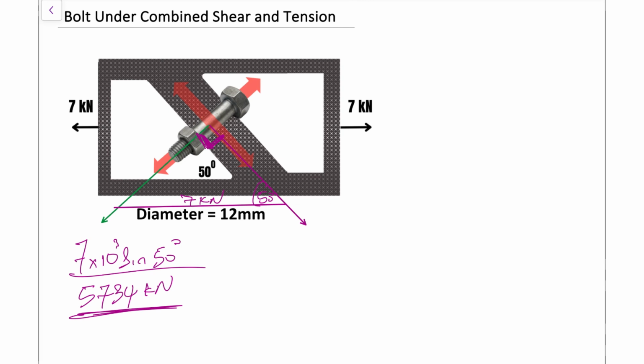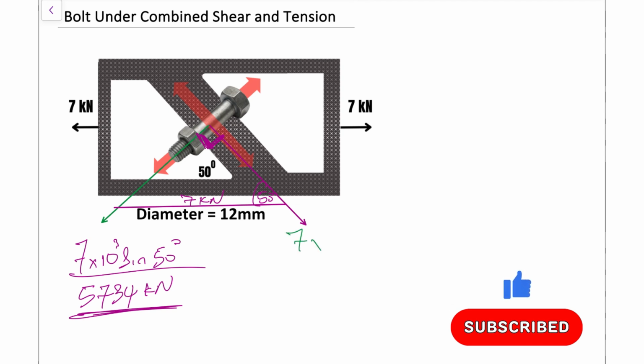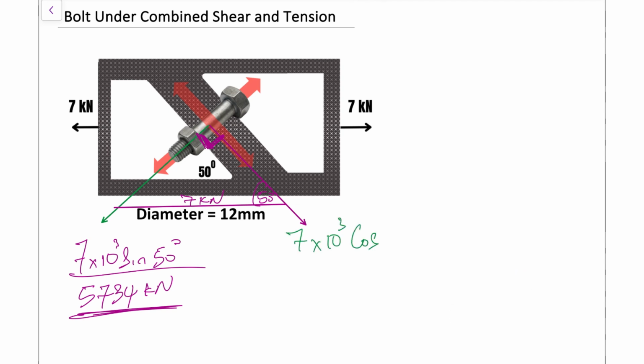And in terms of our shear force now, it's going to be similar. So 7 times 10 to the power of 3, and that's cos 50, and that's going to give us 4015 newtons. So those will be the forces that we have, and then what we need to do is just find the different stresses.